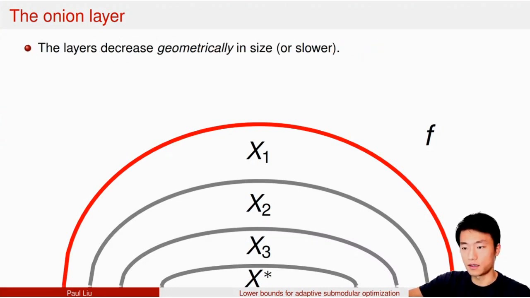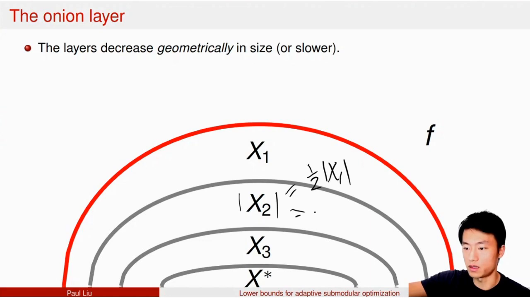And this onion has layers that are decreasing geometrically in size or slower, depending on whether we are in the log regime or the poly round regime from the previous slide. So you can imagine x2 as being either about half of x1 or maybe roughly equal to x1 size.